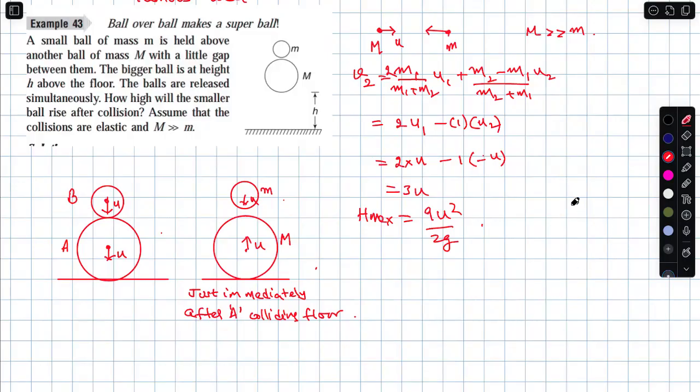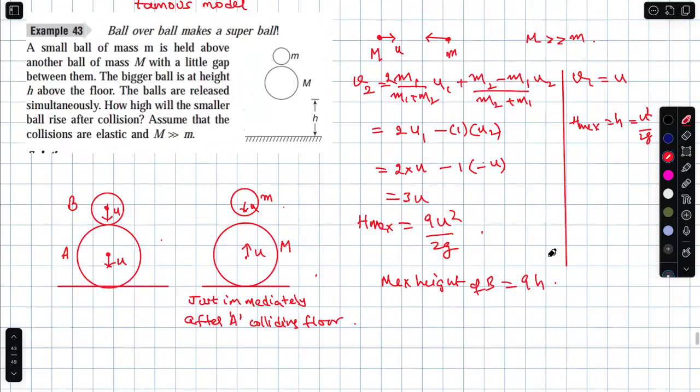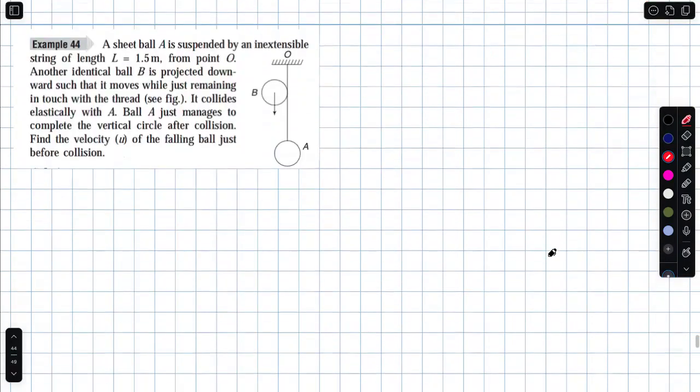You said the bigger ball after collision, V1 will almost be u, no change. So therefore, for this H max is given as H, which is nothing but u square by 2g. So therefore, in this case, maximum height of B is 9 times H. Any doubts? Are we clear? Sure. May I proceed further?